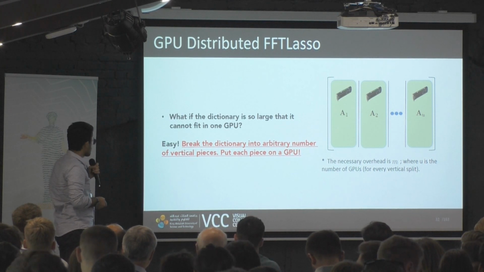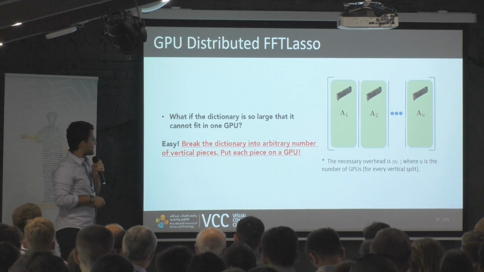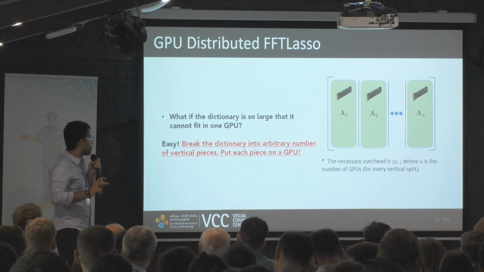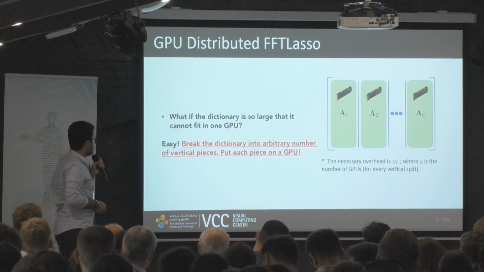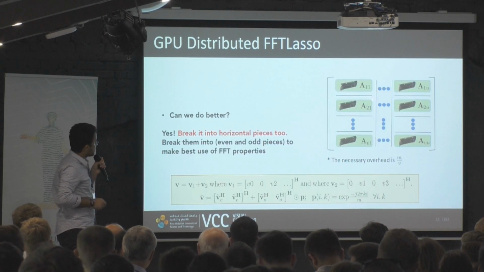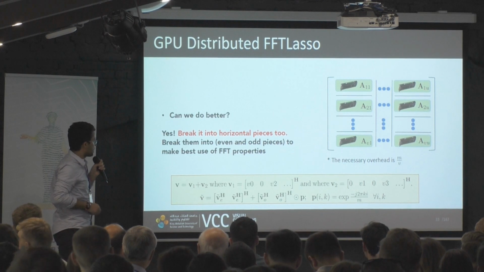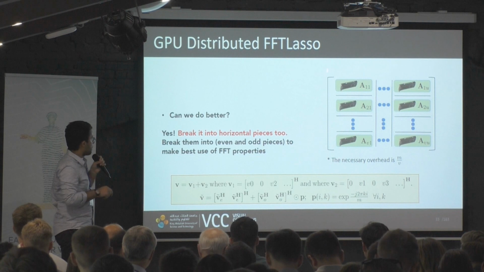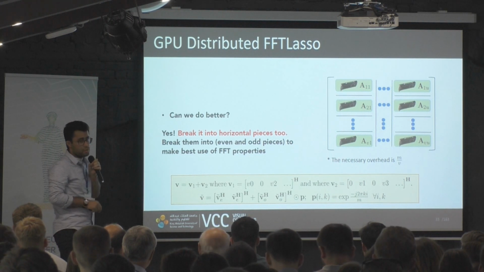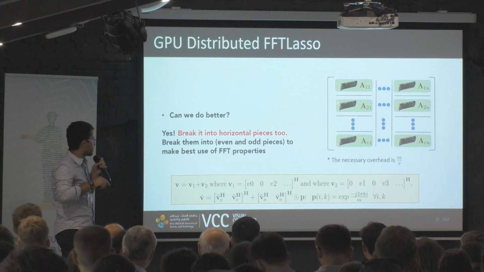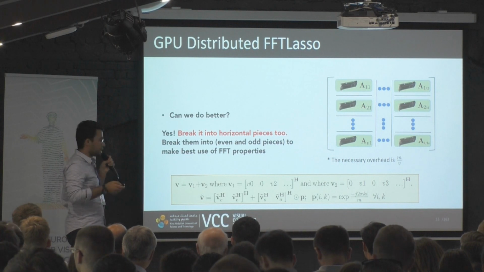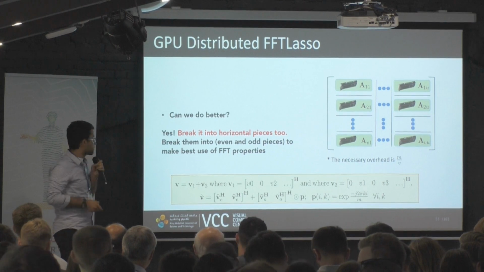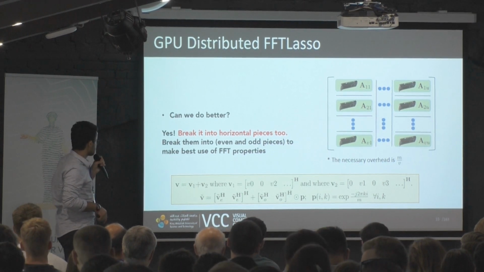CPU. But what if this matrix A was just so massive that I can't even fit a single column on a GPU for whatever reason? Well, it turns out that you can also split it horizontally. The means to do this is basically a simple trick where you relate the Fourier transform of a very long vector to the Fourier transforms of the individual pieces of these vectors. And the problem would be solved. So now you can tackle problems that are large in both dimensions in a distributed fashion.